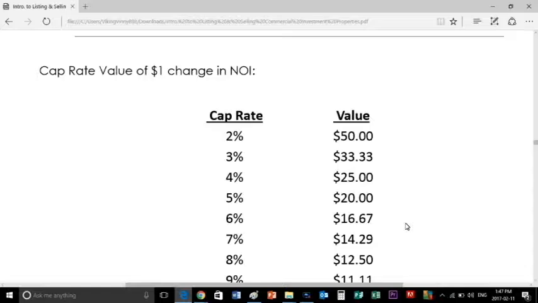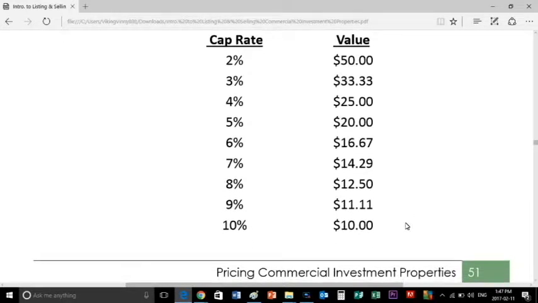So the cap rate value of $1 change in NOI. Take a look here. Cap rate 2%. The value is $50. The cap rate is 3%. The value is $33.33.